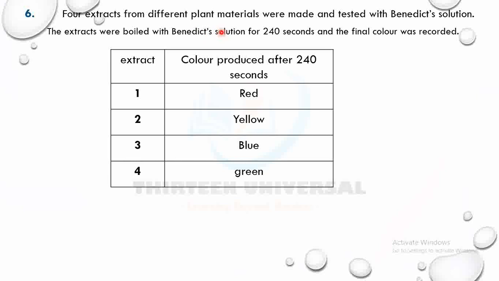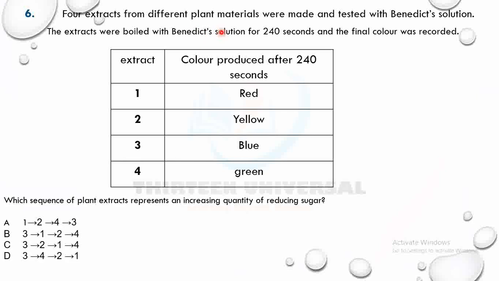So pause the video. They ask which sequence of plant extracts represents an increasing quantity of reducing sugar. So pause the video and try by yourself. Remember that Benedict's solution is used to test for reducing sugar, guys. If reducing sugar is not present, it will be blue.